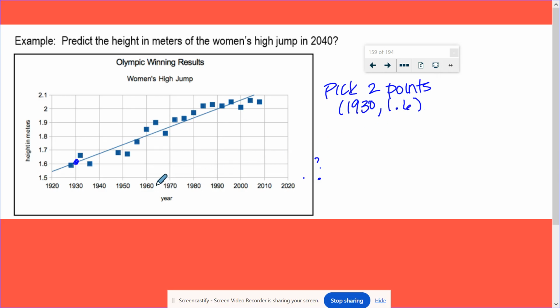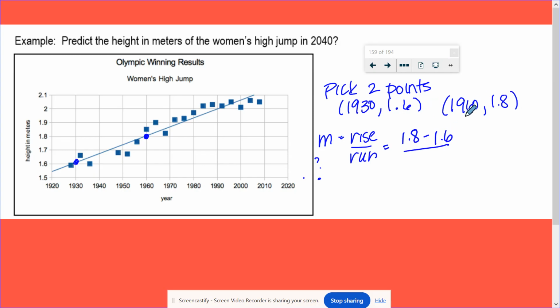And maybe we could use 1960 and 1.8. This one's going to be a little bit harder to do rise over run because they're counting by 0.1. They're counting by tenths. So let's just do the subtraction method. Let's just take y2 minus y1 over x2 minus x1.